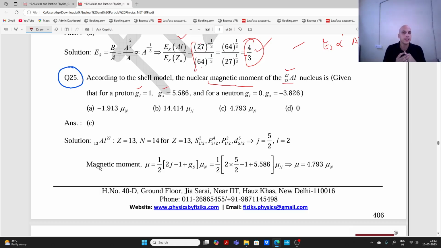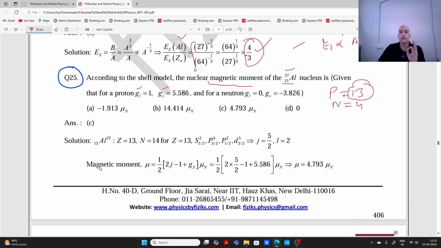I have explained in the earlier lecture that according to the shell model, only those nuclei possess magnetic dipole moment which have even-odd or odd-even structure or odd-odd structure. Even-even nuclei don't possess magnetic dipole moment, right? And it is also known that the magnetic dipole moment of the nucleus is because of the unpaired nucleon. So first of all, we will look at which of the nucleons is unpaired. So here we have protons equal to 13, neutrons equal to 14. So the unpaired one is a proton.